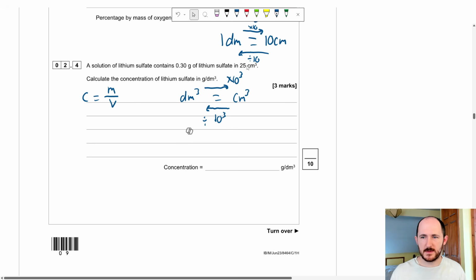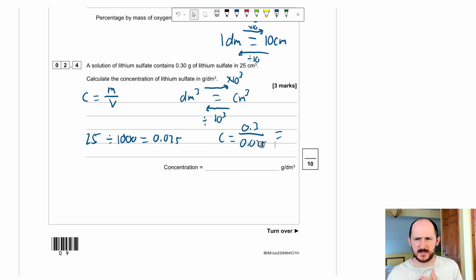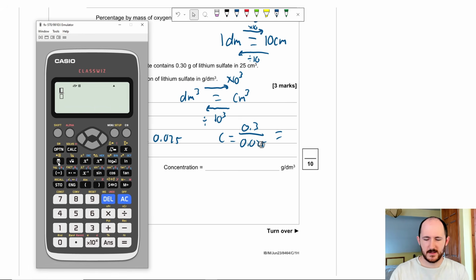So to go from centimeters cubed to decimeters cubed, I'm dividing by 10 cubed or dividing by 1,000. So 25 divided by 1,000 is 0.025, which means the concentration is just 0.3 over 0.025, which I'm pretty sure is going to be 12, right? Because you're going to times it by... Well, you know what, let's just see. Let's not speculate. Look at that.